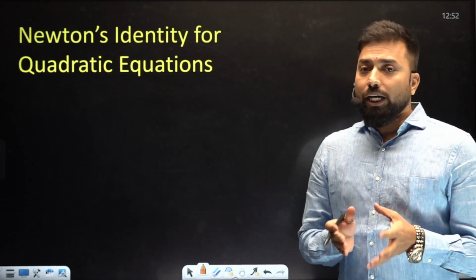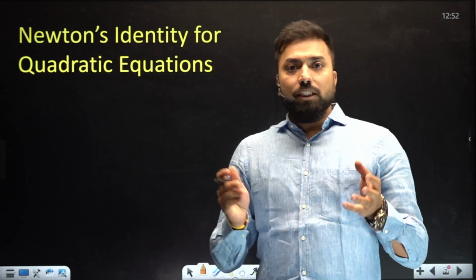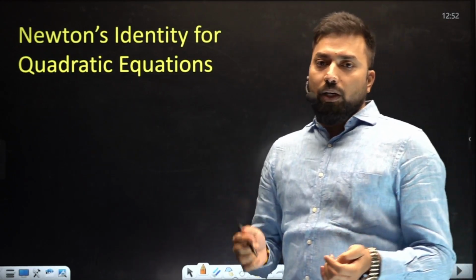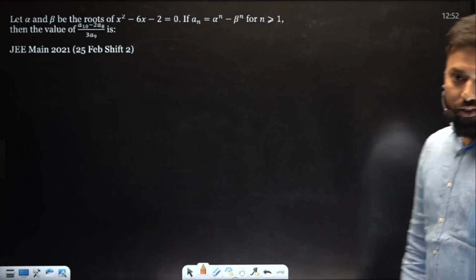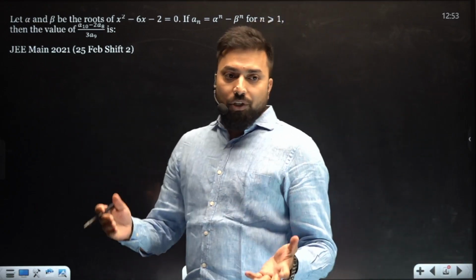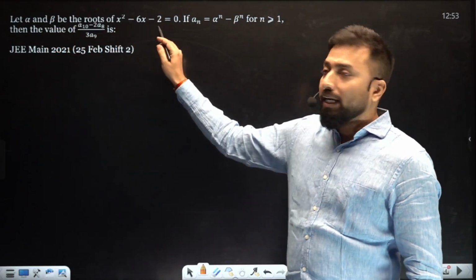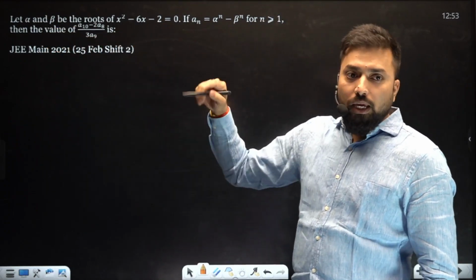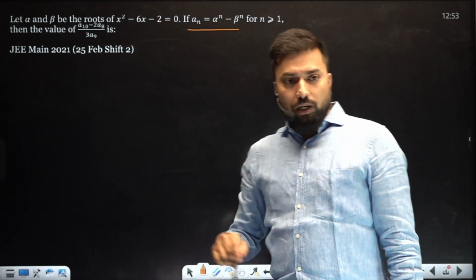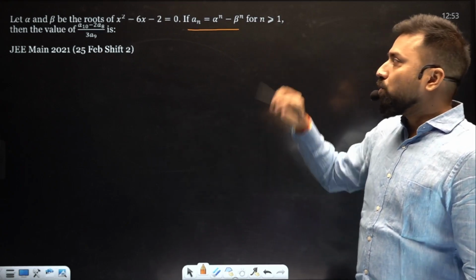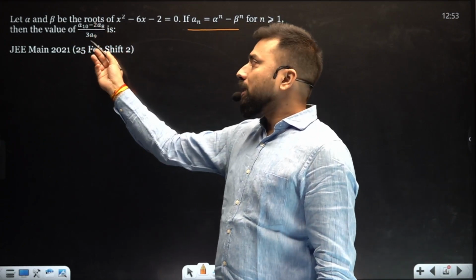But before that, what I'll do is we'll first check one question which has been asked in JEE main in 2020. Okay, so let's just check this question. Let alpha and beta be the roots of x square minus 6x minus 2 equals 0. If an is equal to alpha raised to the power n minus beta raised to the power n for n greater than or equal to 1, then the value of a10 minus 2a8 upon 3a9 is.